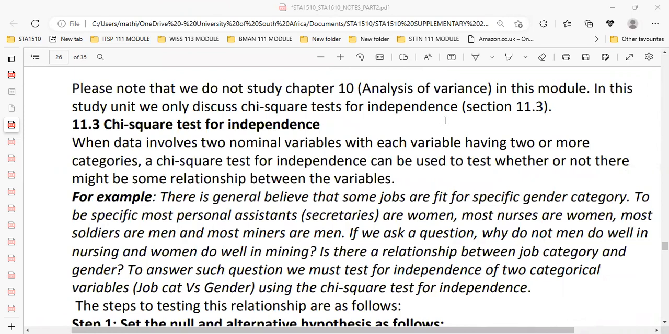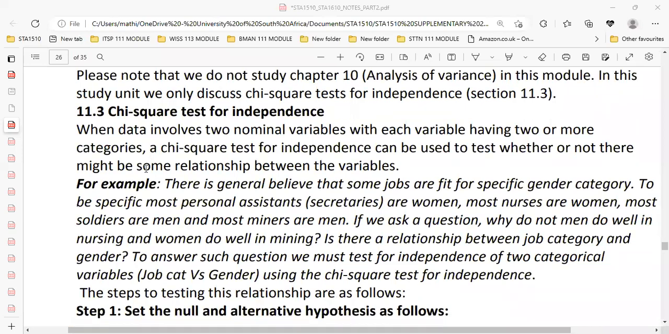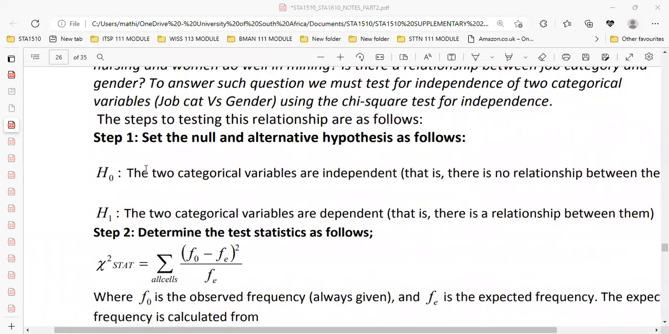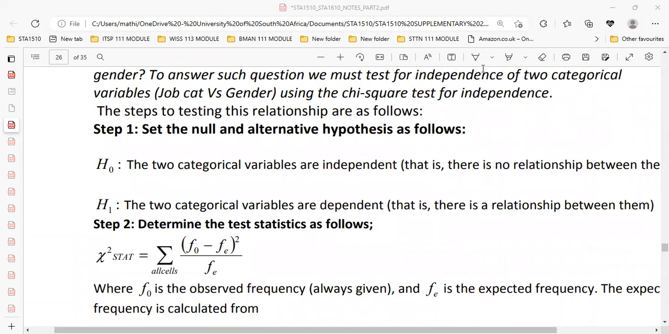11.3 talks about the chi-square test for independence. It means that the data involves two nominal variables, with each variable having two or more categories. Now, a chi-square test for independence can be used to do what? To test whether or not there might be some relationship between the variables. Okay, now we have five steps, and we'll start with step one.